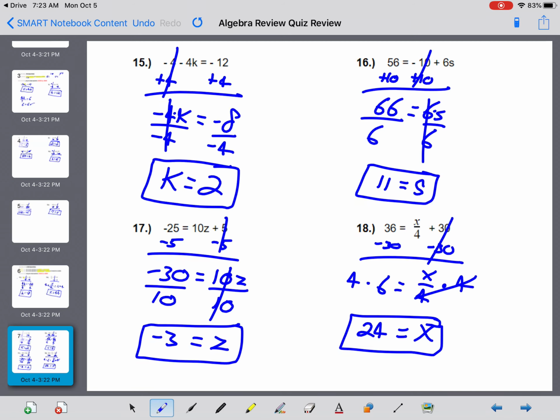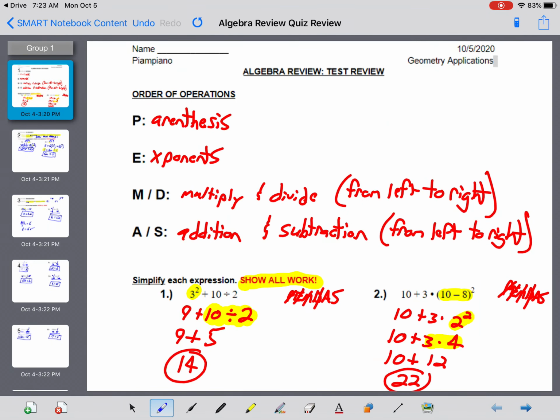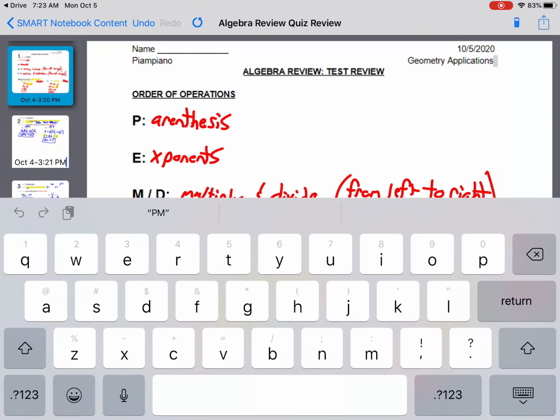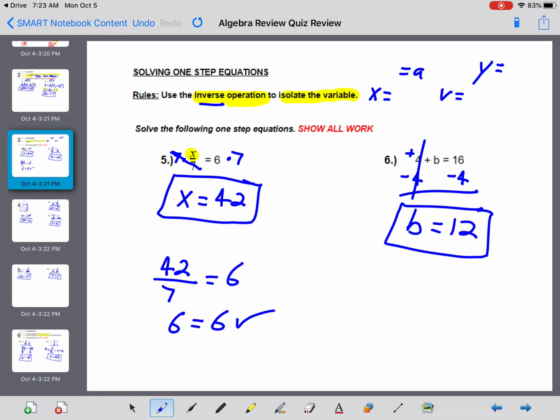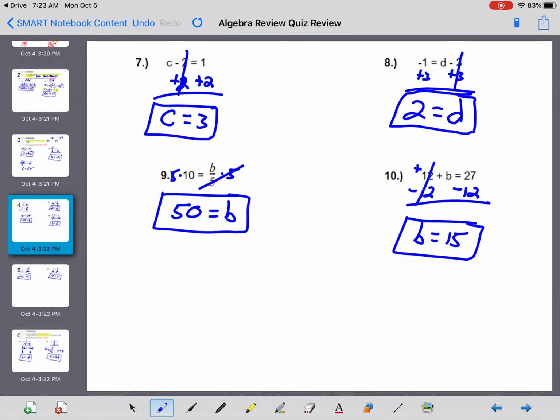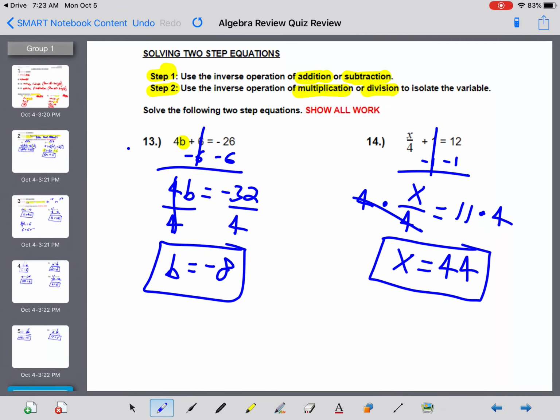All right? So, if you study this review sheet, you study the several concepts that we need, first being order of operations, next being distributive property, third being solving one-step equations, and the fourth being solving two-step equations. Those are the 4 key concepts on your quiz. Study this packet. I can promise you'll do well on your quiz tomorrow.